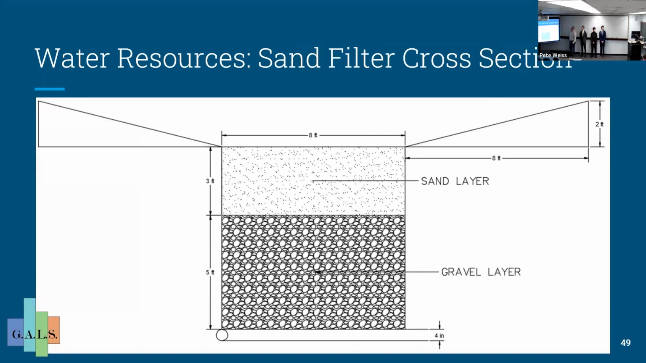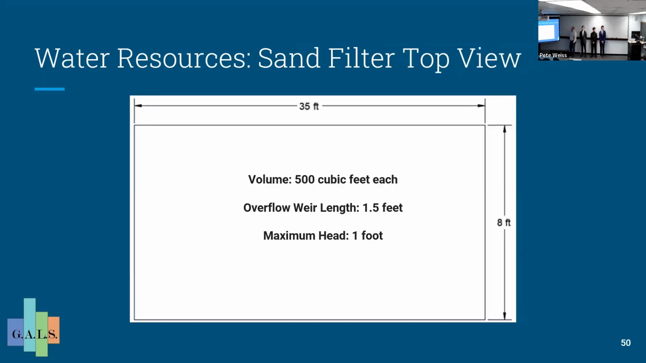My sand filter cross section: sand layers 3 feet deep, gravel layers 5 feet deep. Got an underdrain at a total of 8 feet deep. It's got a diameter of 4 inches. And then the side slopes for the sand filter are going to be 4 to 1 for ease of maintenance. And then here's the top view of my sand filter. 35 feet by 8 feet. The sand filter holds 500 cubic feet, with an overflow weir length of 1.5 feet and a maximum head of 1 foot.